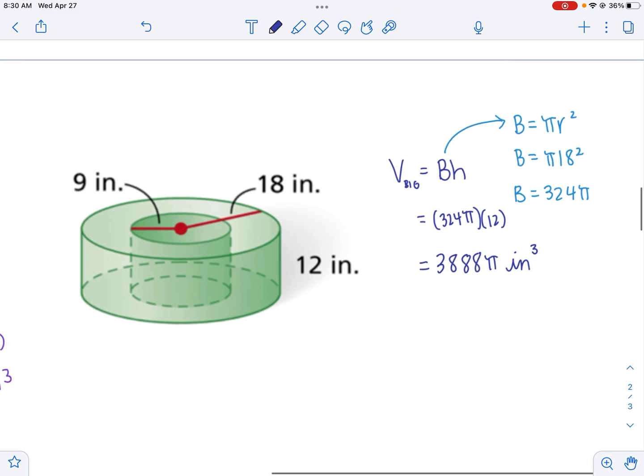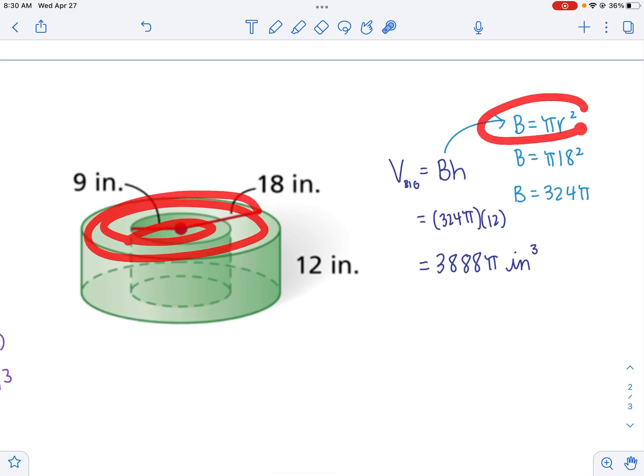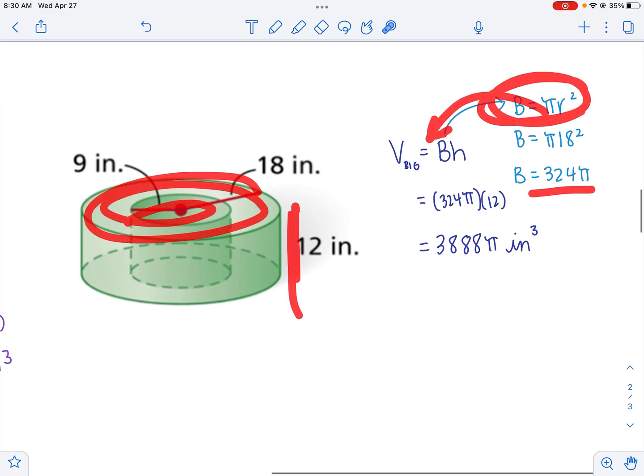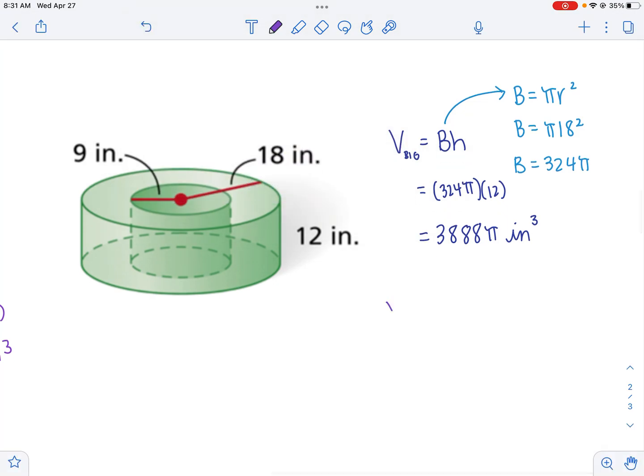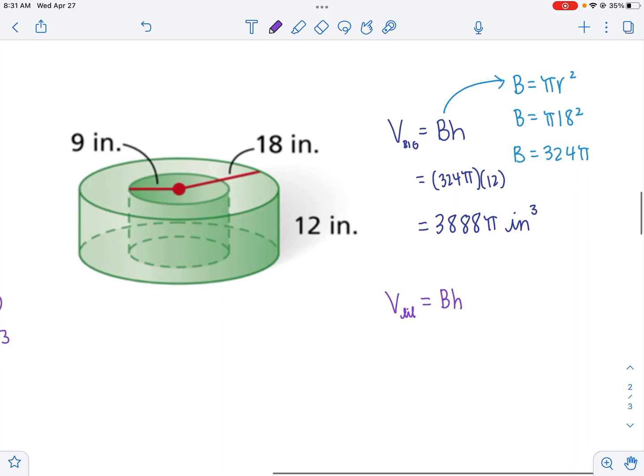So I found the volume of that large cylinder. I used, remember, the area of the base. The base was a circle because it's a cylinder. Found that, plugged it in, and then multiplied it by the height. Okay, that's the big cylinder. Now I'm going to find the little cylinder. So the volume of the little cylinder, it's the same formula as before. And because it's still a cylinder, to find capital B, or our area of our base, I'm still going to do pi r squared.